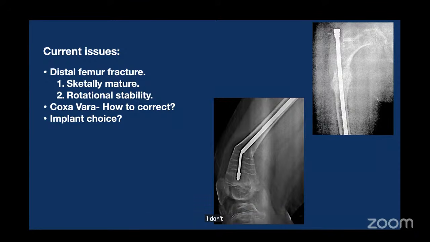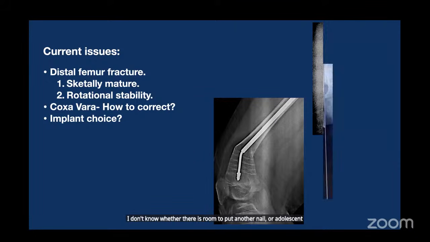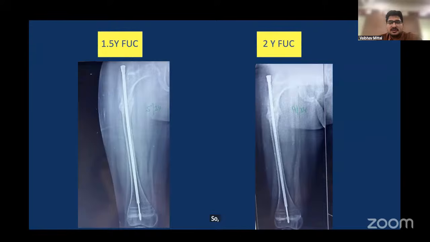I don't know whether there is so much room to put another nail, or an adolescent femur nail in this case. It would be narrow. What about the rotational stability? Telescopic nail won't do that.